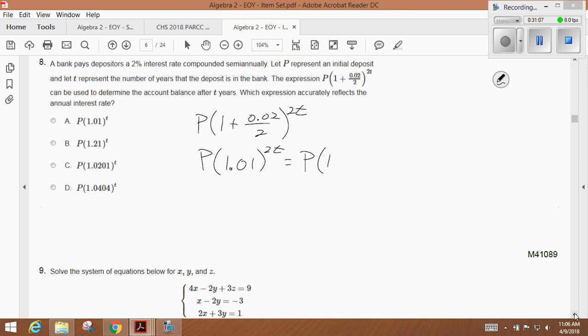That tells us that we could write this as 1.01 squared to the t power, right? Remember, I can split those up because of properties of exponents. So if I square this in my calculator, I get 1.0201 to the t. Which one is that? C, my lord.